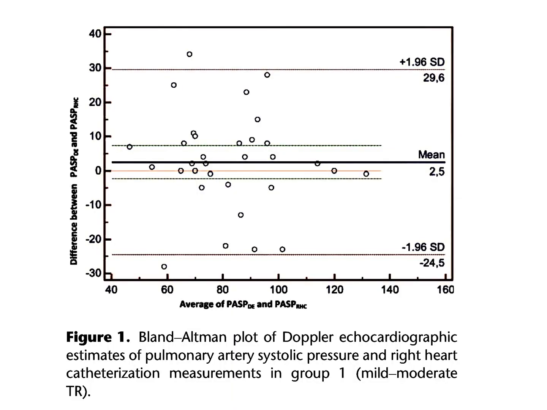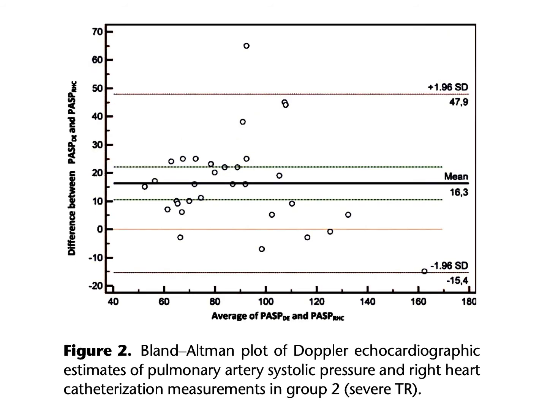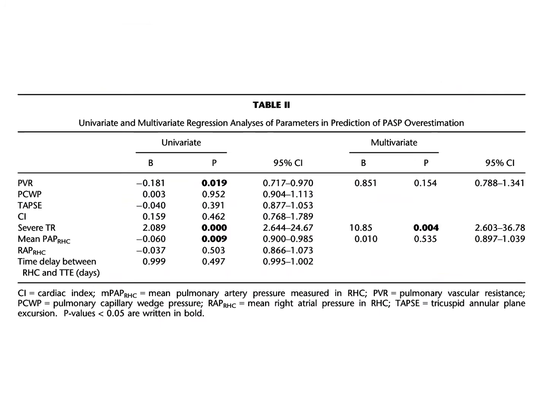Whereas there was relatively good agreement with no systematic bias between echo and cath-derived pulmonary pressure in those with mild to moderate tricuspid regurgitation. In those with severe regurgitation, there was a tendency towards overestimation of right ventricular systolic pressure by echo Doppler. And in fact, severe tricuspid regurgitation was the only variable detected on multivariate analysis as a parameter leading to overestimation.